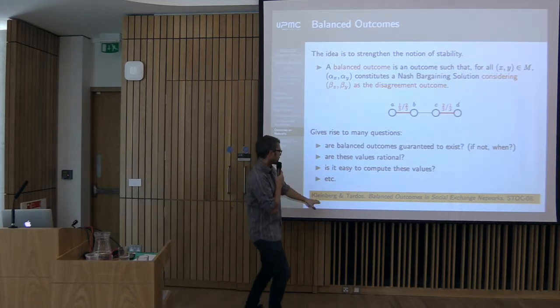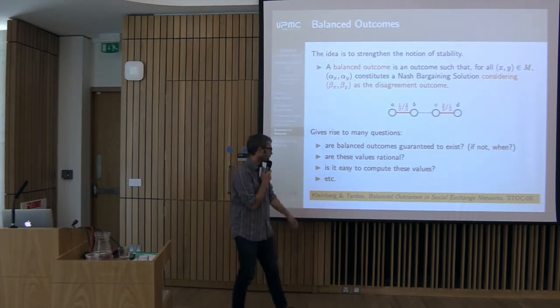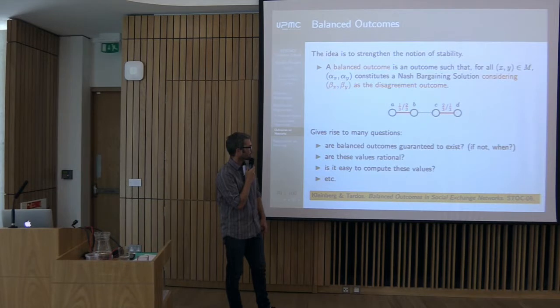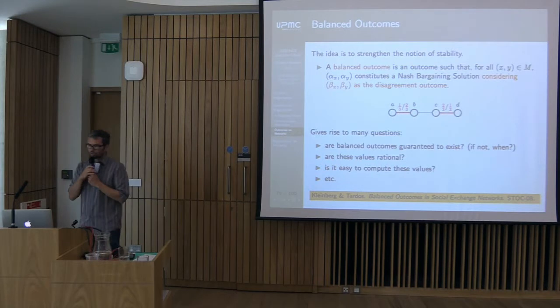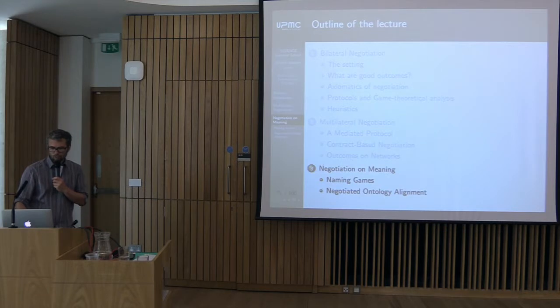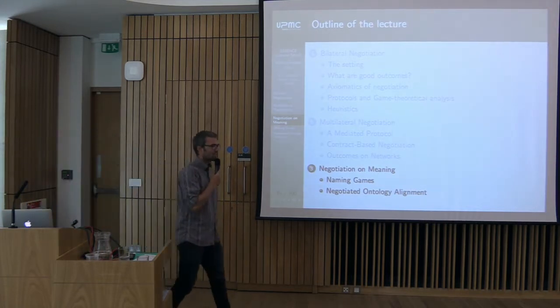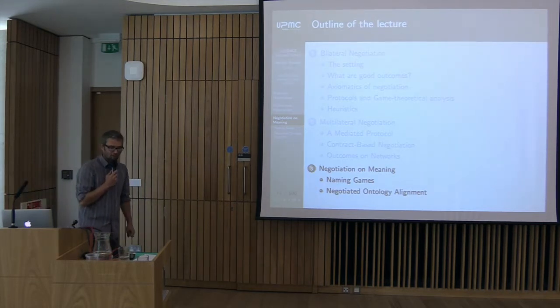So many interesting questions, and for those who are interested in theoretical computer science, there is this paper by Kleinberg and Tardos related to this, so all kinds of questions in terms of algorithm, complexity, and so on. And I would like to conclude with some negotiation on meaning, which was not so clear to me at the beginning what it could mean.